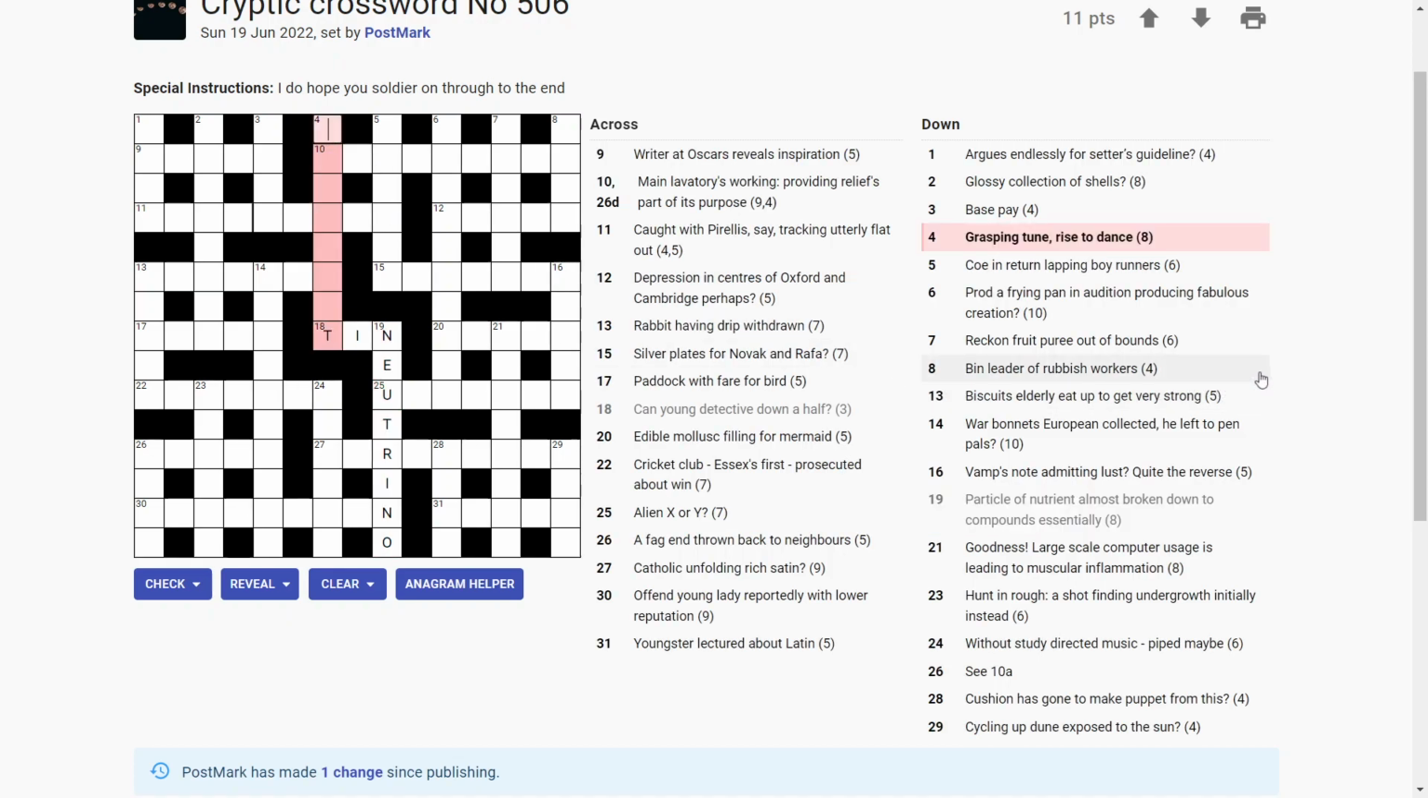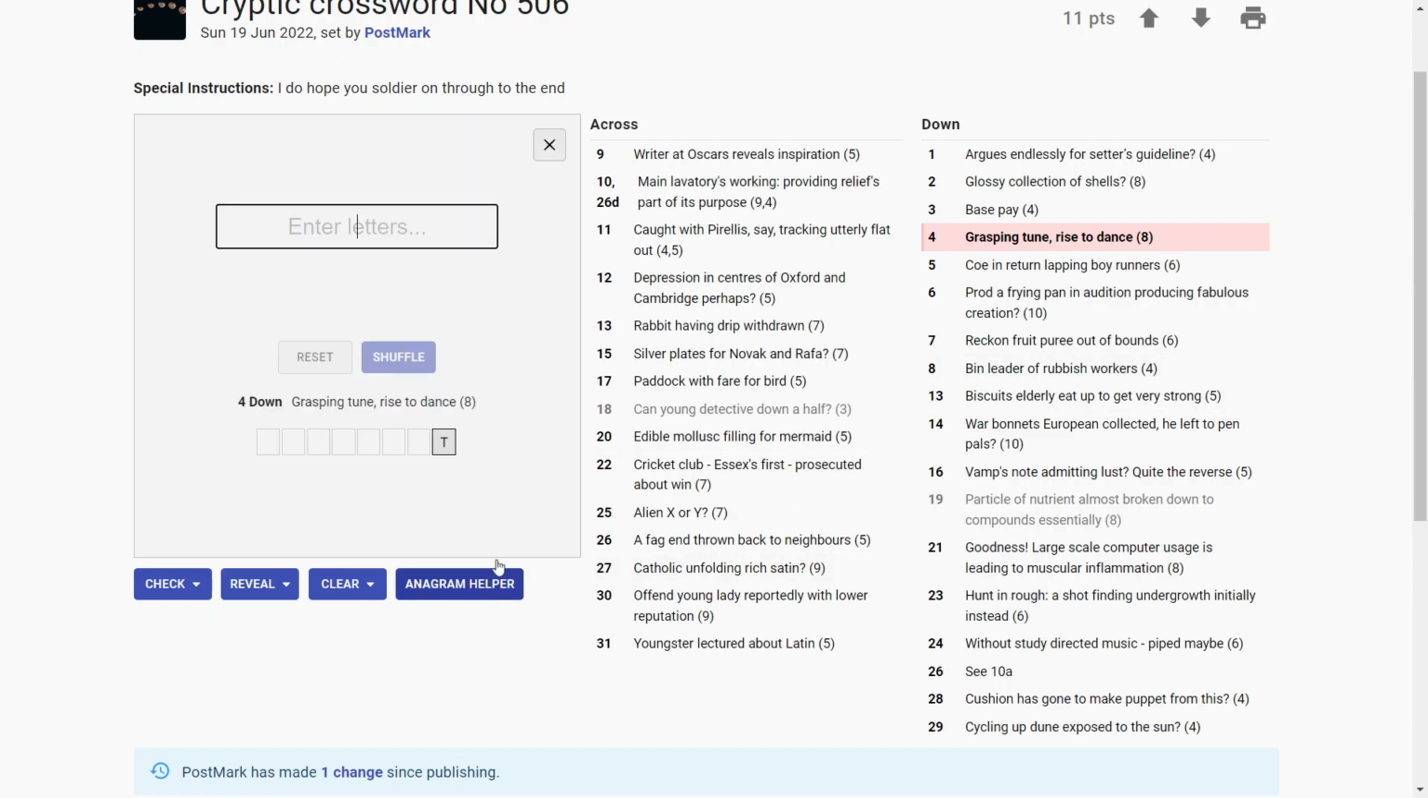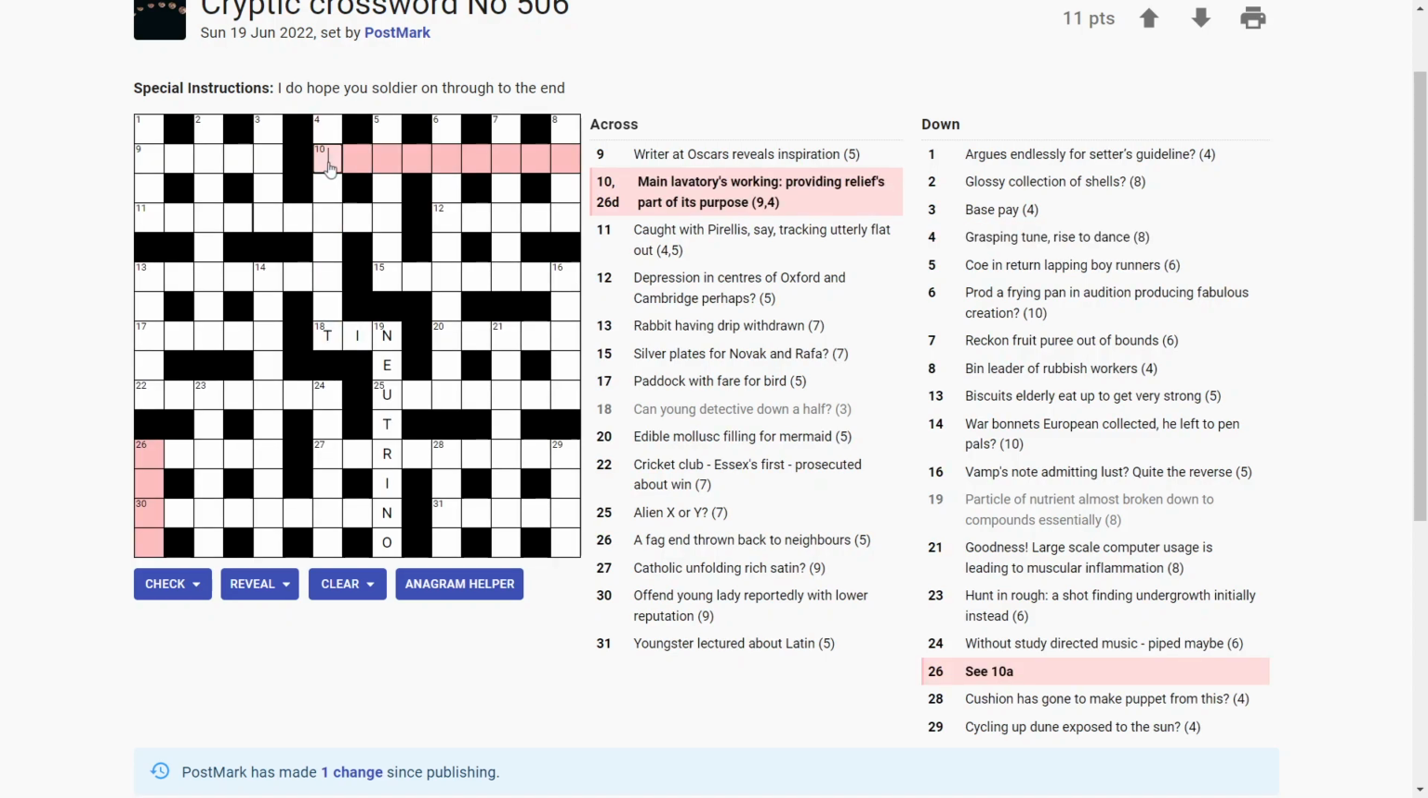Okay. Grasping tune rise to dance. It's got to be an anagram of tune rise, hasn't it? Grasping. Grasping. Main lavatories working, providing relief's part of its purpose.